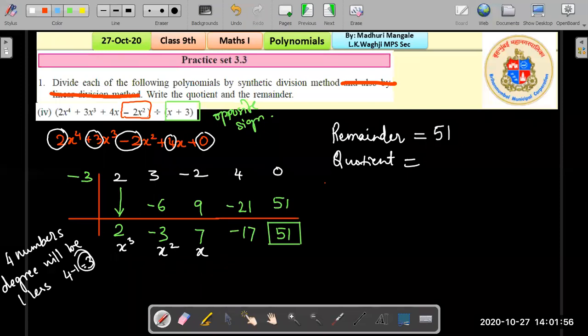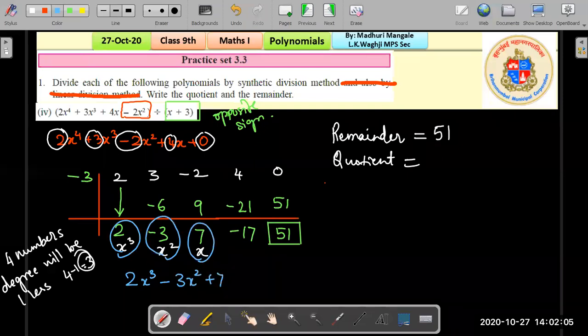So what will be the quotient here? 2 times x cube is 2x cube, minus 3 times x squared is 3x squared, plus 7x, and the constant is minus 17. So here is the quotient ready with us: 2x cube minus 3x squared plus 7x minus 17. That is the quotient. Okay, that completes this problem.